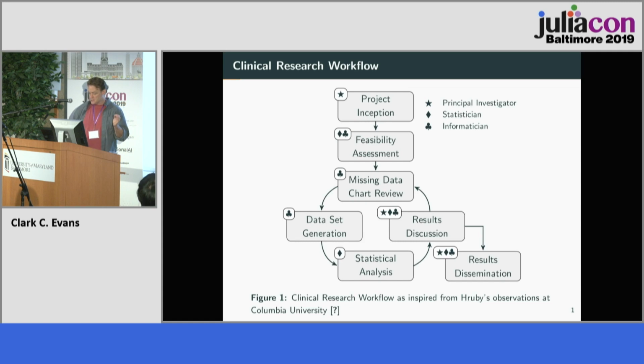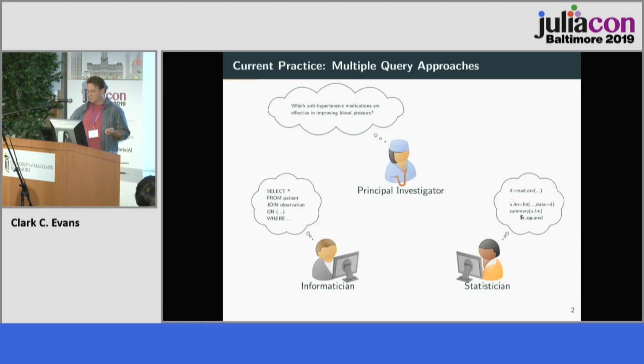Now, what's important about this particular diagram, and I think this is the state of the art, the way that best research projects are done at Columbia and other places, is that they involve multiple people. And these multiple people are using different languages. They're using different ways of thinking about the problem and thinking about the data that they have. A principal investigator might be saying things like, which antihypertensive medication is effective in improving blood pressure, or clinical research. And an informatician is going out to an electronic health record system and making queries, select patient from observation, where, and a bunch of join conditions and everything else. And this is much lower level.